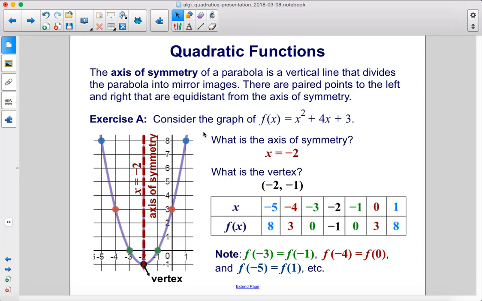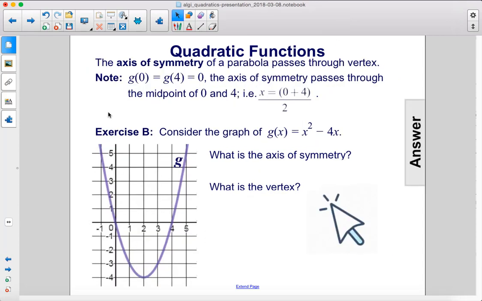Exercise A. Consider the graph of f of x equals x squared plus 4x plus 3. What is the axis of symmetry? Well, it is x equals negative 2, here. What's the vertex? Negative 2, negative 1, here. So we can just plug in x values into here to get the y values, and we can plot them out, and we can see that this is true.